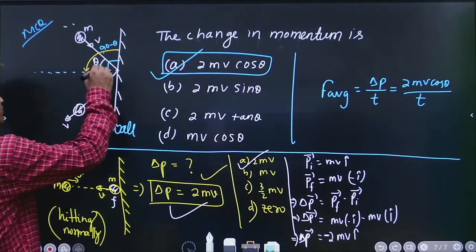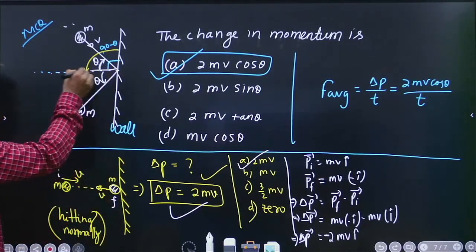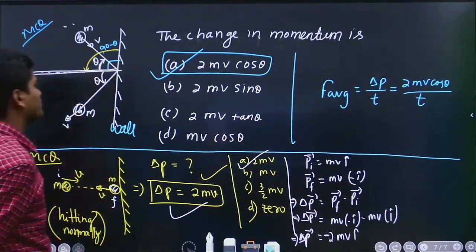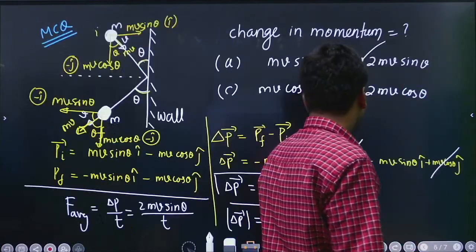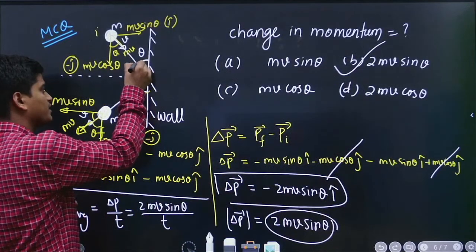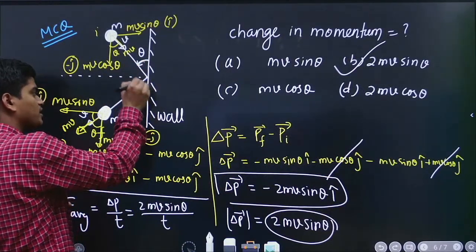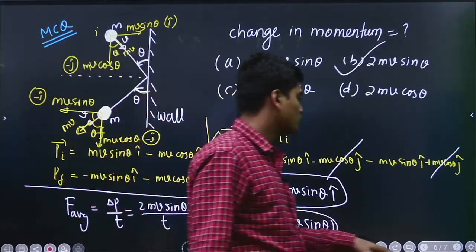This angle is taken from this dotted line. From the dotted line, below and above, they have taken the angle. And here the angle is taken from the wall. From the wall the angle is taken, here theta, here theta. So change in momentum you are able to calculate.